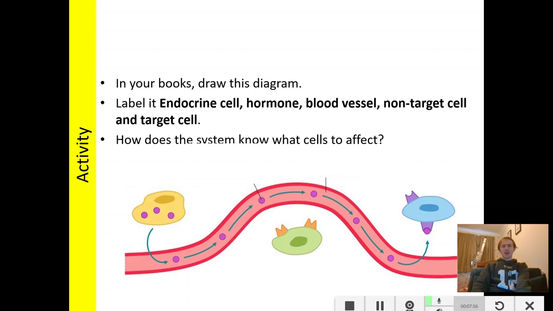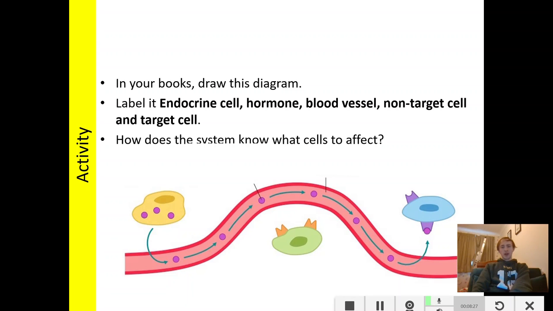That green cell doesn't have the right receptors. Its receptors have little triangle shapes in them, not round shapes like the blue receptors. So, that green cell is not a target because the hormone can't activate it. It's a non-target cell. And how does the system know what cells to affect? By attaching the receptors to the correct cells. So every cell has receptors for the hormone that it is supposed to interact with.